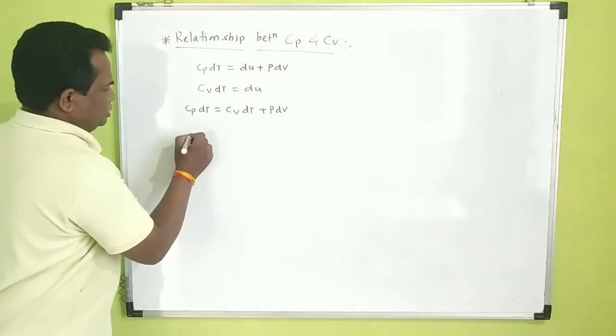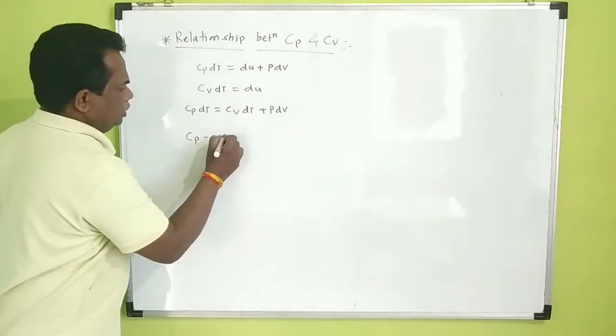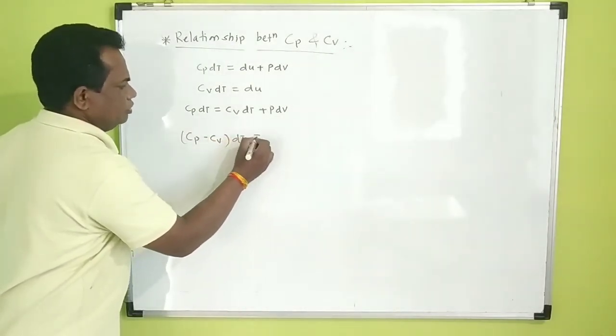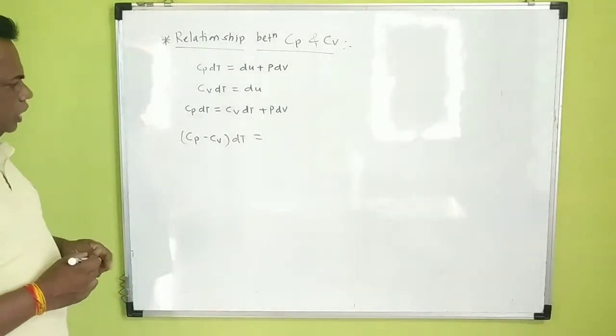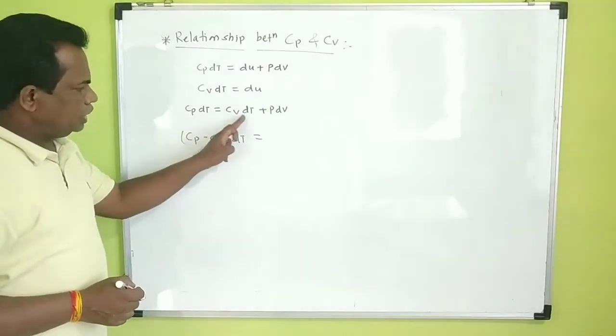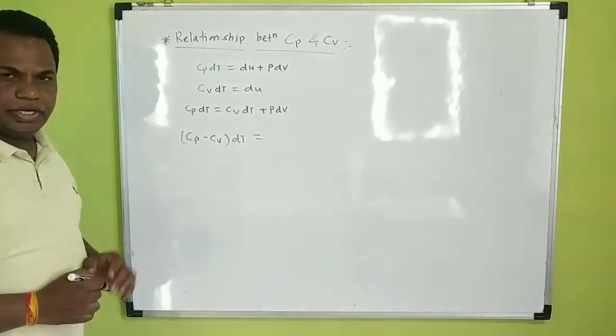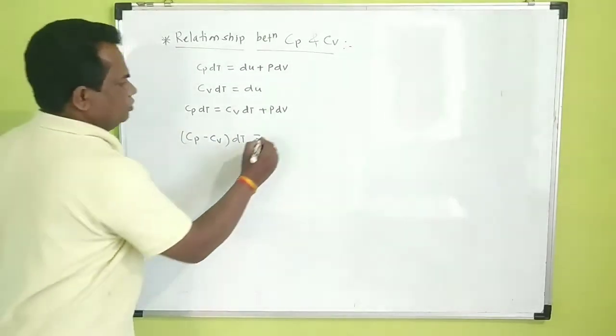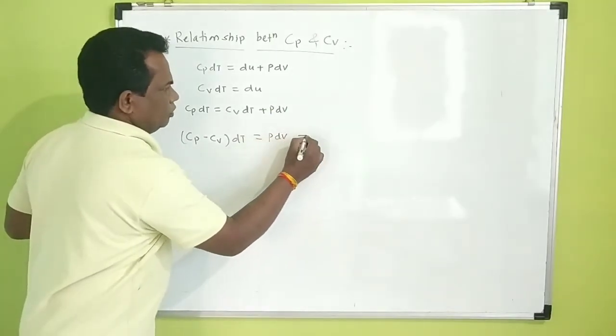So now rearrange this. Cp minus Cv into dT. Meaning, I took this term to this side, it becomes minus, took common dT outside, and Cp minus Cv into dT remains, so that is equal to PdV. Equation number 1.